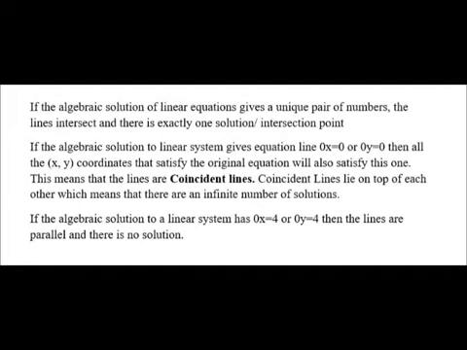If the algebraic solution to a linear system gives an equation like 0x equals 0 or 0y equals 0, then all the x and y coordinates that satisfy the original equation will also satisfy this one. This means that the lines are coincident lines, which means that they lie on top of each other and have an infinite number of solutions. If the algebraic solution to a linear system has an equation of 0x equals 4 or 0y equals 4, then the lines are parallel and there are no solutions.